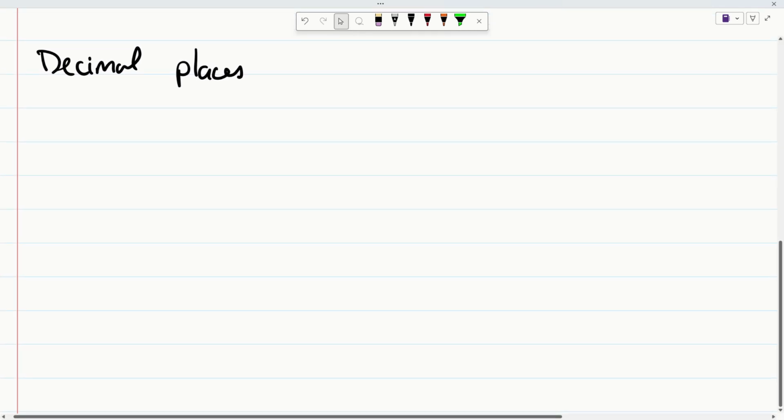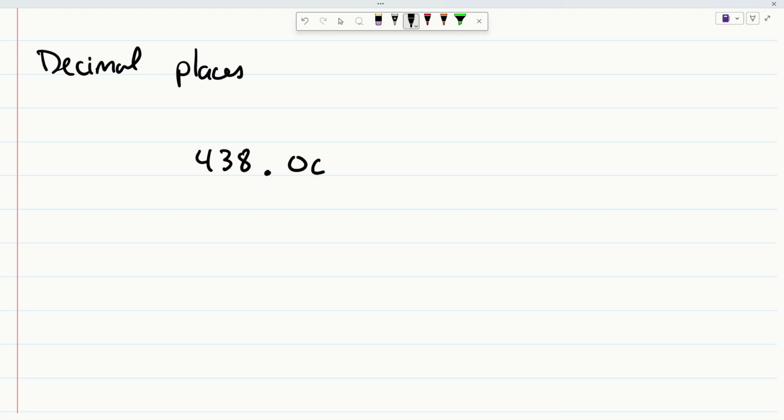So we have a number such as 438.001238. And what I'm going to do here is label each one of these decimal places. Now we know the 8 is in the ones position. We know the 3 is in the tens position. The 4 is in the hundreds position. And that pattern that we follow on the left also exists on the right.